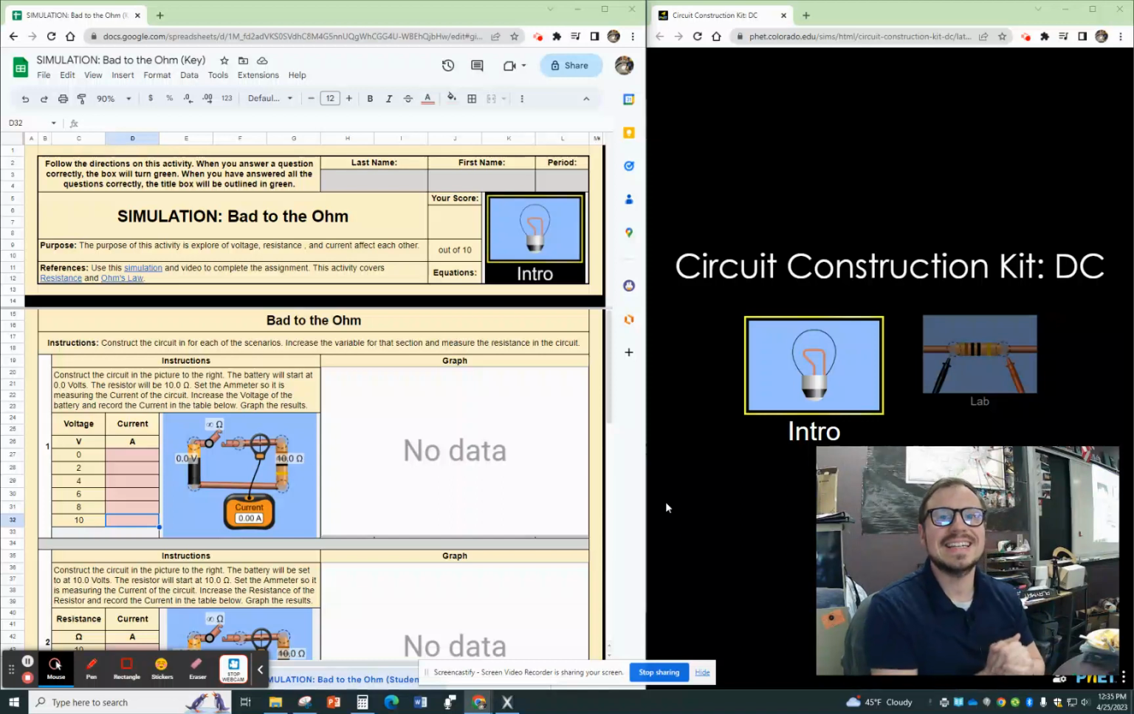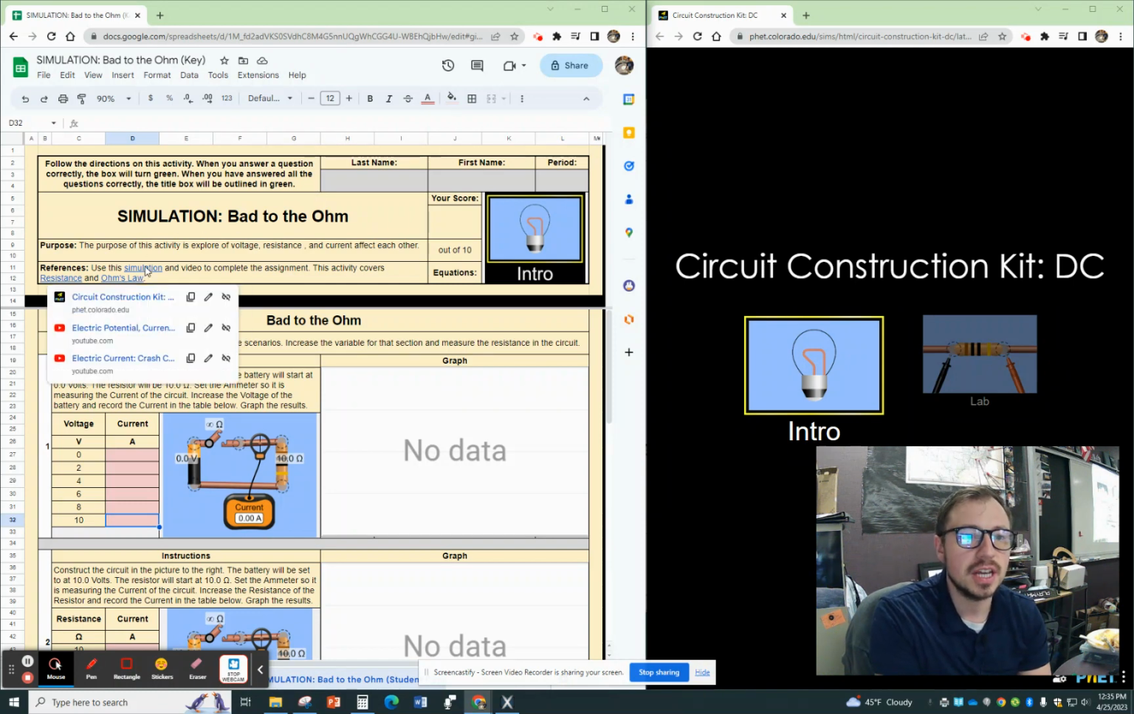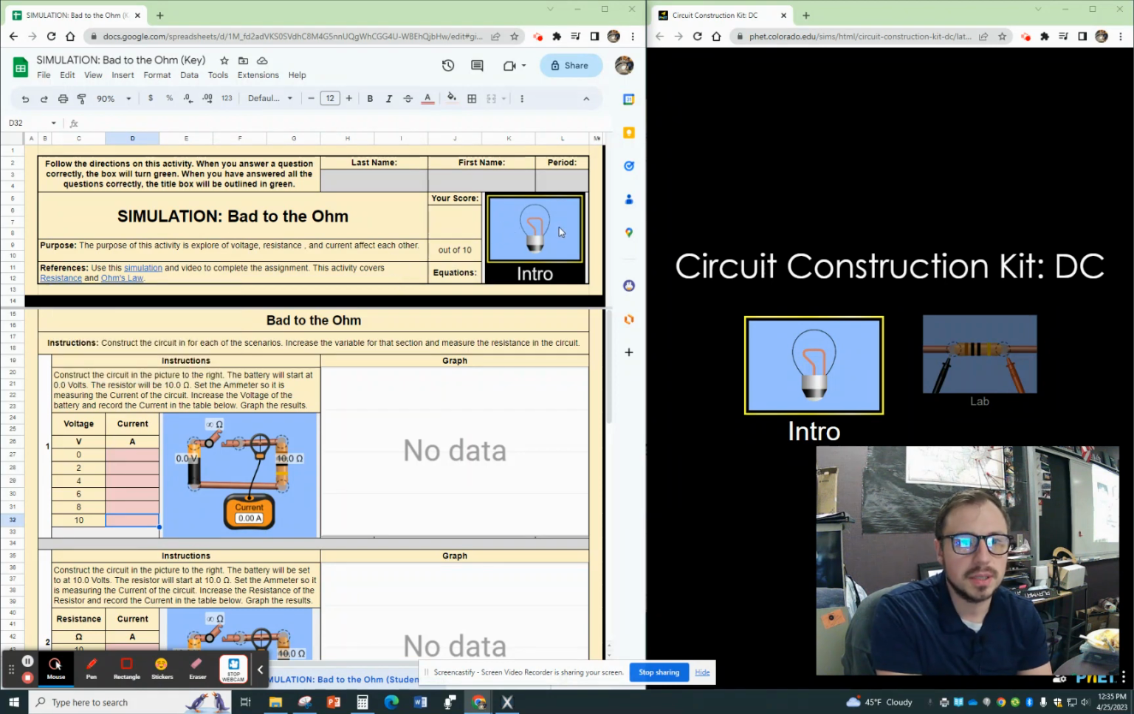All right, this is the simulation Bad to the Ohm. The purpose of this activity is to explore voltage, resistance, and current, and how they affect each other in a wire. Of course, I'm going to provide this simulation and this video to help complete the assignment, and a couple of other videos that would help you with this assignment. No equations for today, just a picture of the simulation that you should click on.